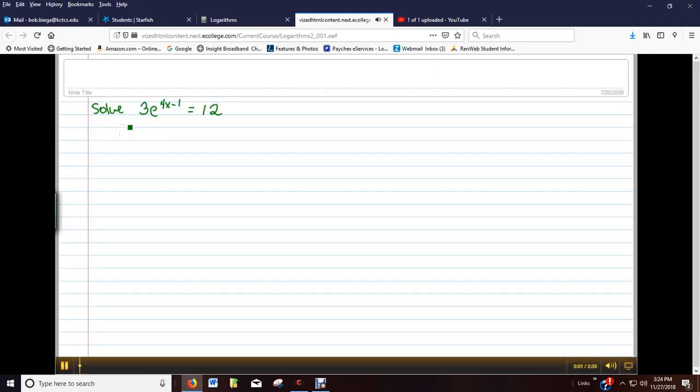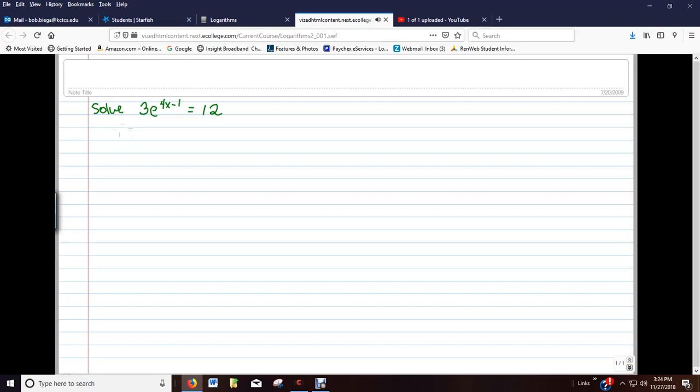To solve any equation involving e, we're going to use the natural logarithm. The natural logarithm is abbreviated as ln, and it is actually the same thing as the log with a base of e. So its base is e, and remember that e is approximately 2.718. But you'll notice that ln is a button on your calculator. It is the logarithm of base e.